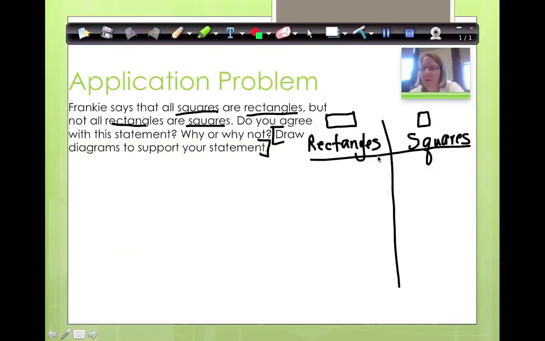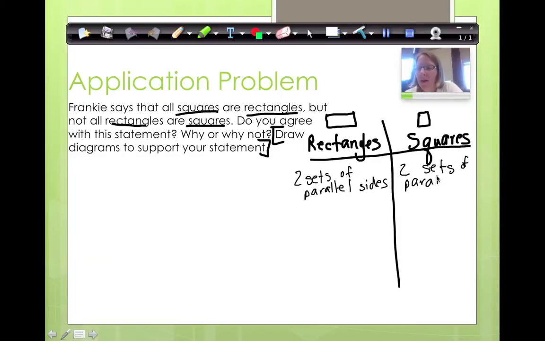Now rectangles, what do rectangles have? Well, they have two sets of parallel sides. I hope you're making this too. What do squares have? Do squares have two sets of parallel sides? Two sets of parallel sides. Okay. What about their angles?